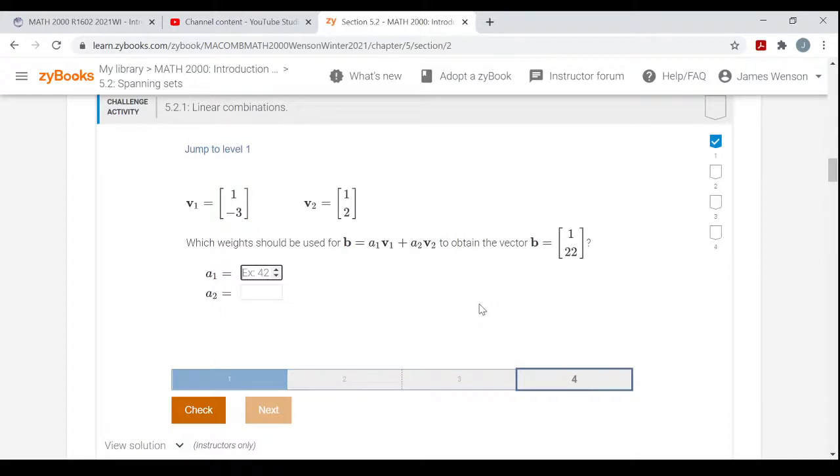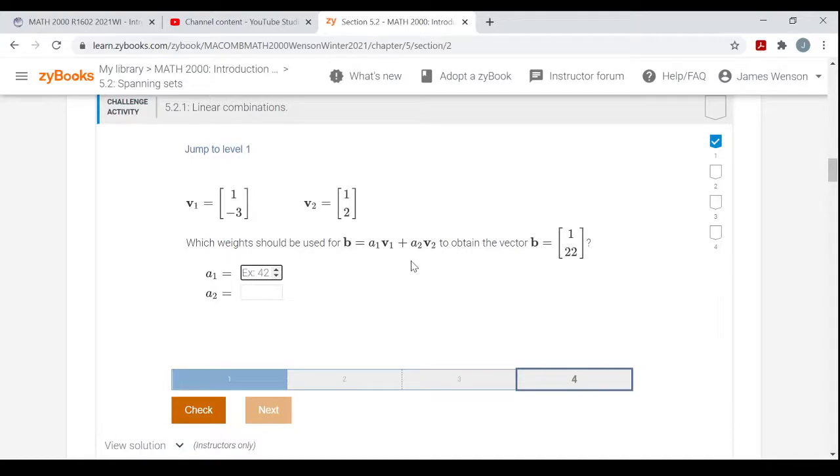Alright, so this is the other way around. This is saying, is the vector 1, 2, 2 a linear combination of these 2 vectors here? And if so, what are the weights? What could the weights be? Alright, so this one I'll actually set up a little system.